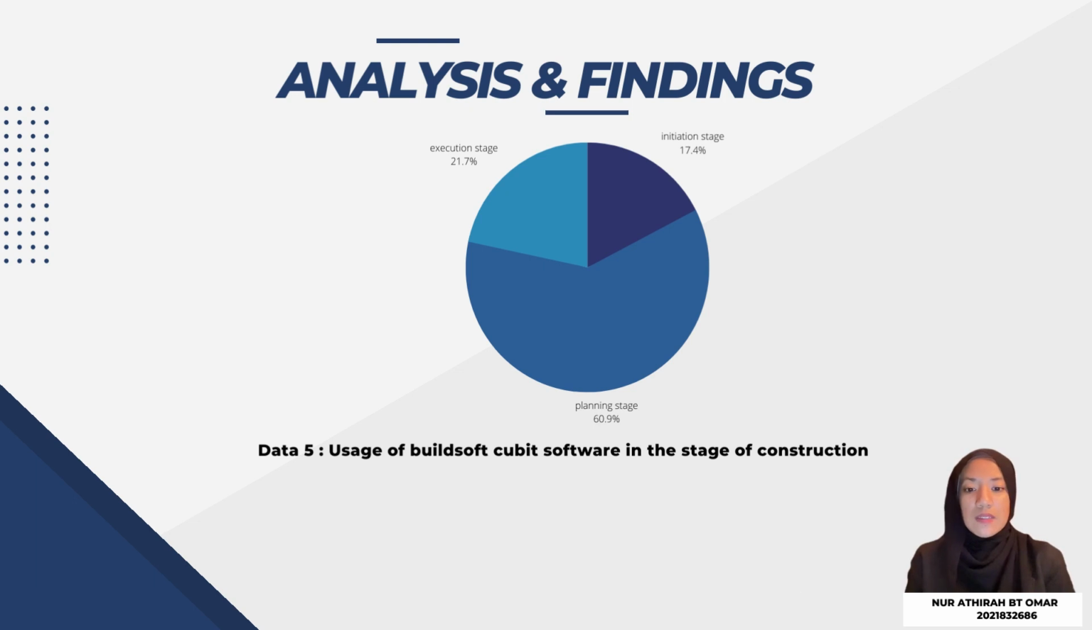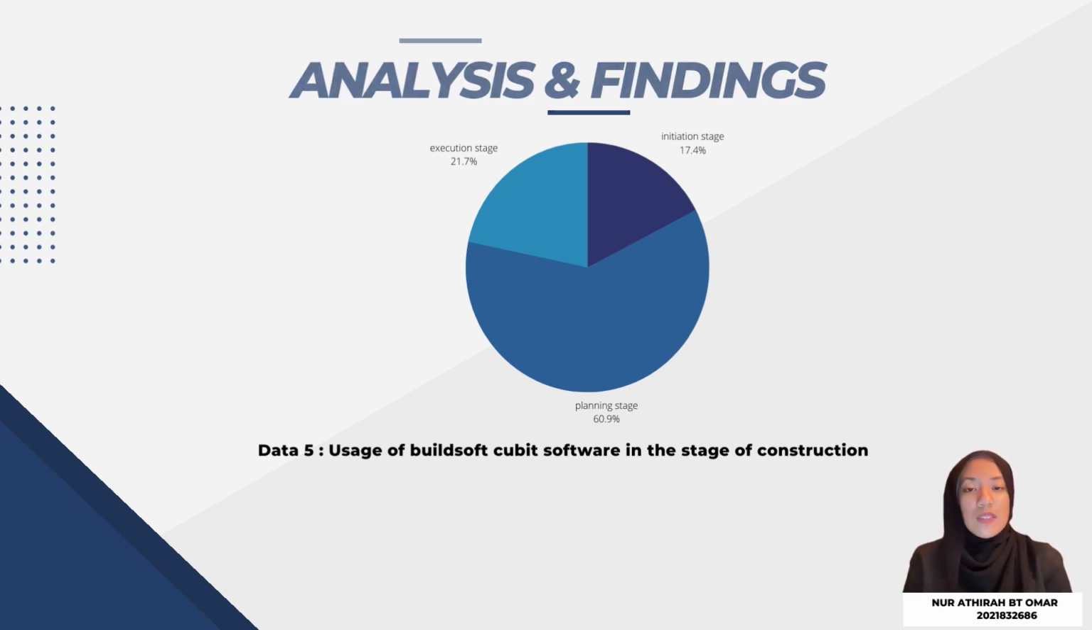We asked the respondents which stage the BIM application is used the most regarding BuildSoft Qubit software. As shown above, most respondents apply BIM in the planning stage, which is 60.9%, and the rest is 21.7% used in the execution stage and 17.4% used in the initiation stage. This shows that most respondents use BIM in the planning stage.